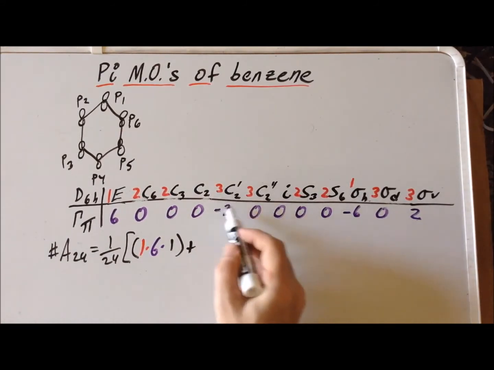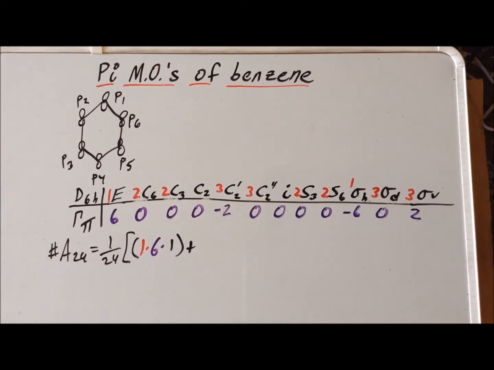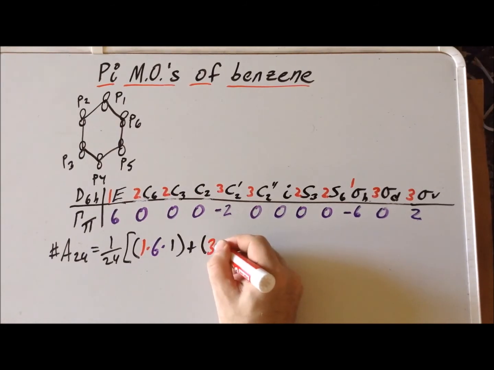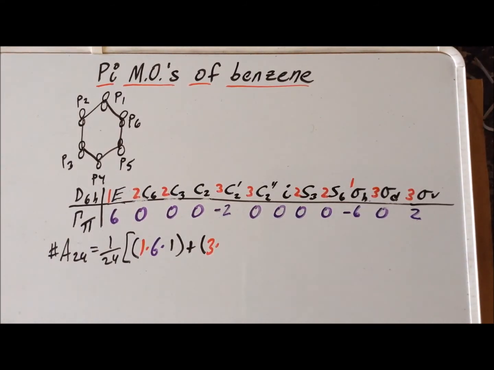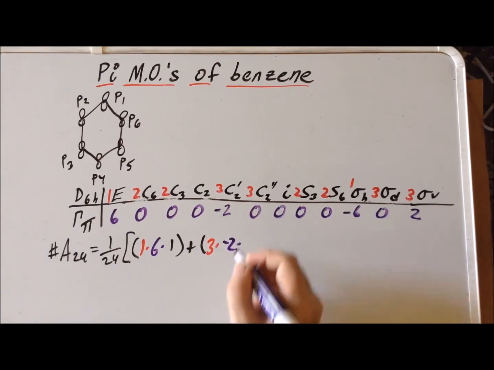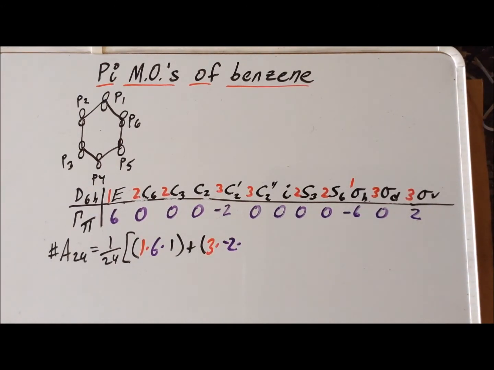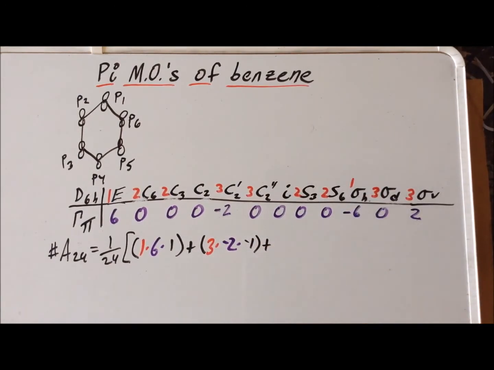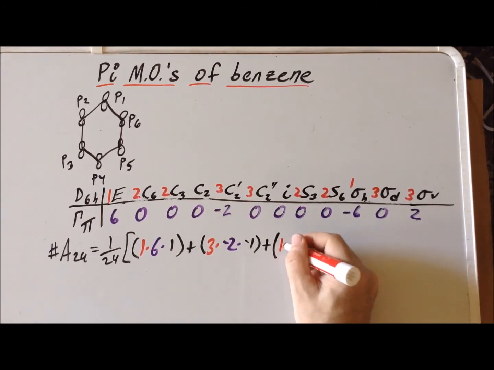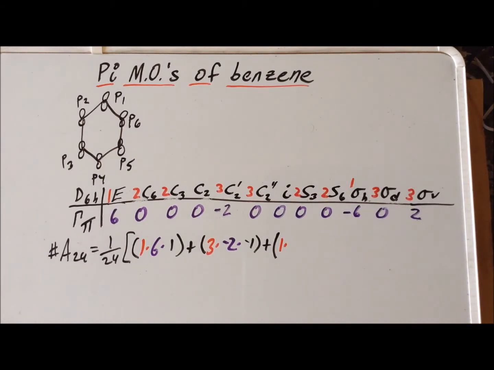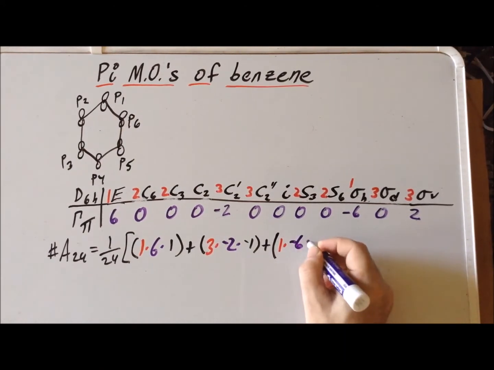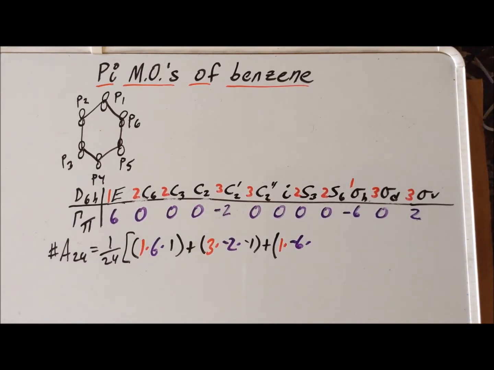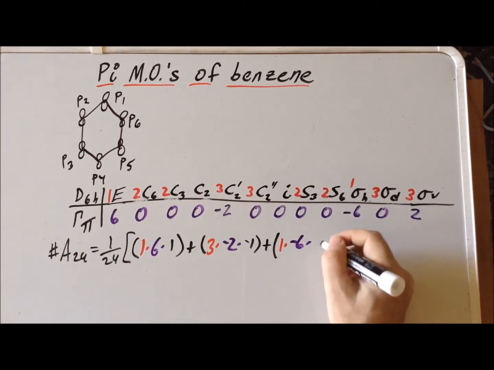Our next class is C₂'. There are 3 operations in the class. Our character from the reducible representation is a -2. And then our character from the character table for A2U is a -1. Our next class is sigma H, and there's 1 operation in the class. The character from the reducible representation is a -6. And then the character from the character table is a -1.